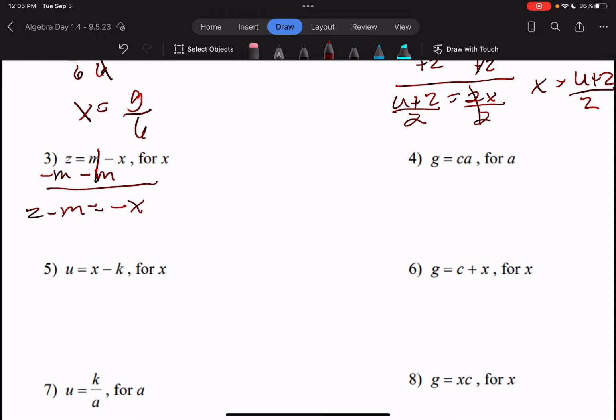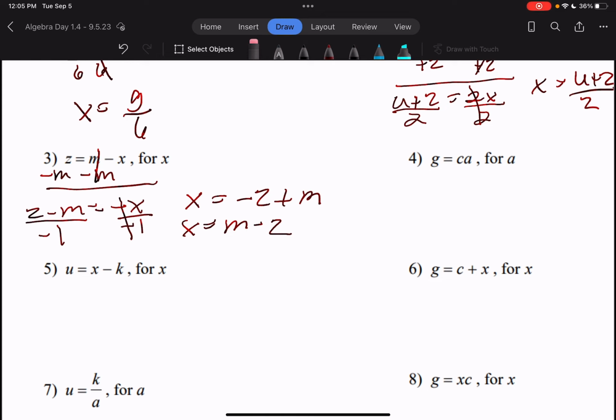Well, we can't have a negative x because we're solving for just x. So to make it positive, we can divide both sides by negative 1. And now that becomes a positive. So now we have x equals z minus m over negative 1. If we divide that through, we'll end up with negative z. A negative m divided by a negative 1 becomes a positive m. You can also write this as x equals m minus z. So that's one way to do it.